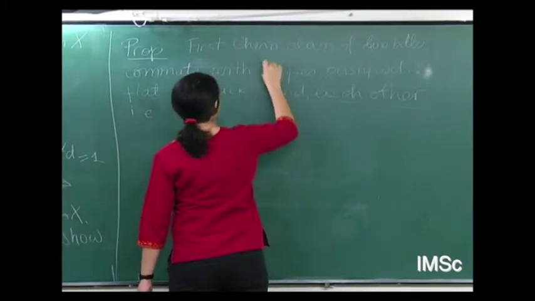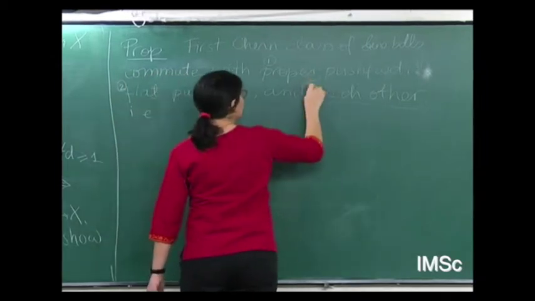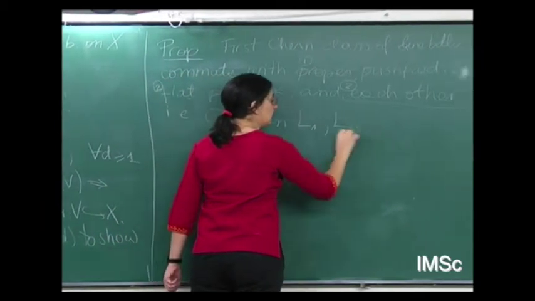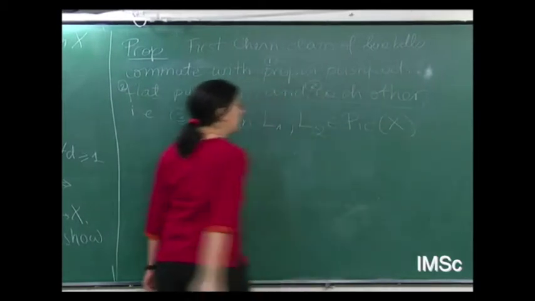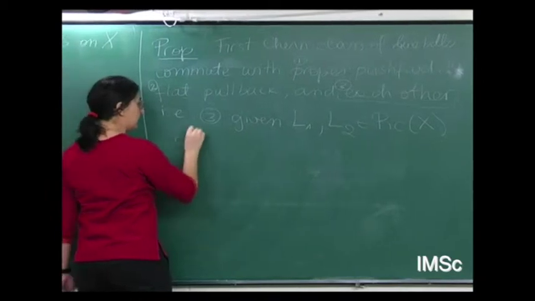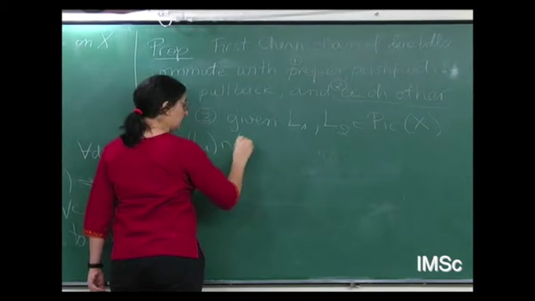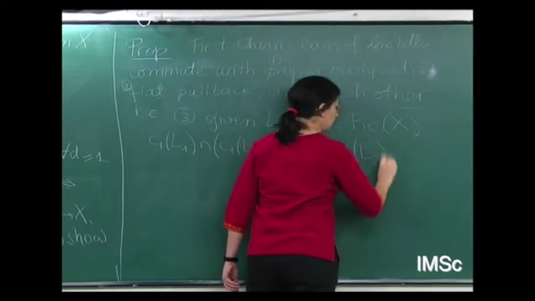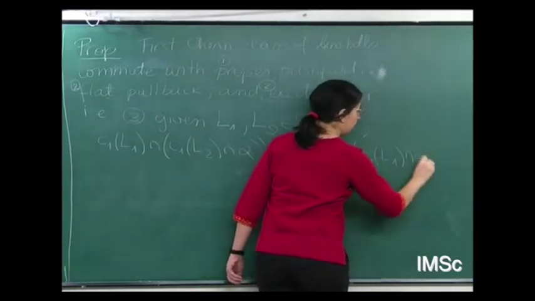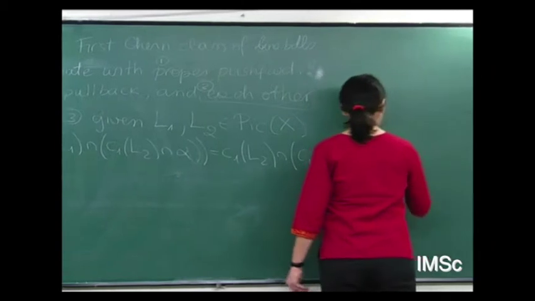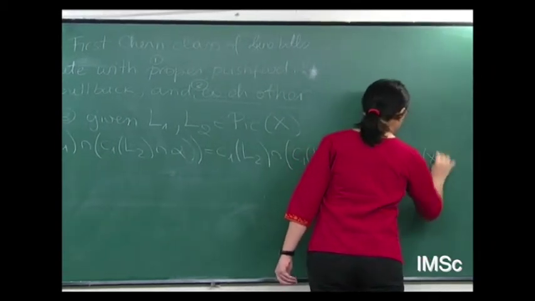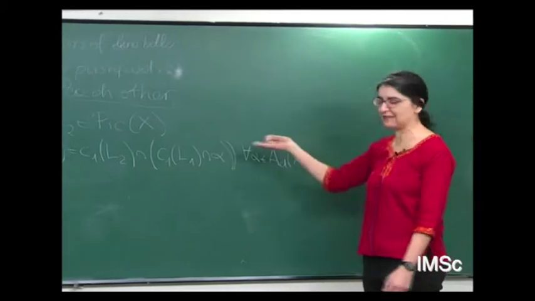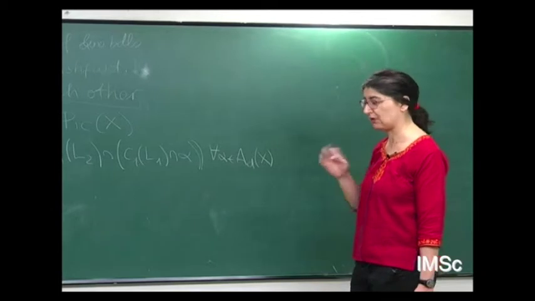So let me write 1, 2, and 3. For 3, it's very simple, it just means that given L1 and L2 in Pic X, then C1 of L1 cap C1 of L2 cap alpha is equal to C1 of L2 cap C1 of L1 cap alpha for each alpha in A_D of X. And this is actually not very difficult. Proving this in detail is one of the points where all these pseudo-divisor issues play a role.